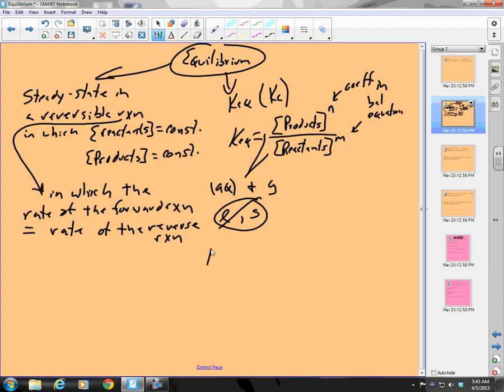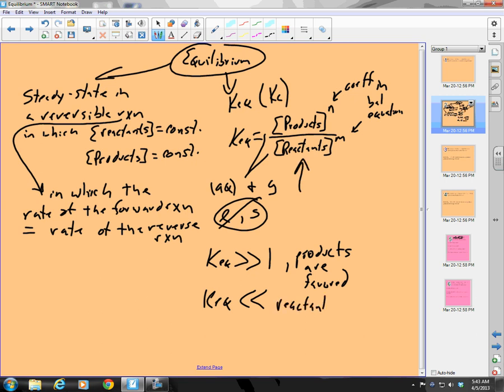And we said, hey, if my KEQ is much, much bigger than 1, that means products are favored. That means I have more products at equilibrium than reactants. Products are favored. If KEQ is much, much less than 1, that means I have a big denominator. That means reactants are favored or predominate. Meaning there are a lot more reactants than products at equilibrium.